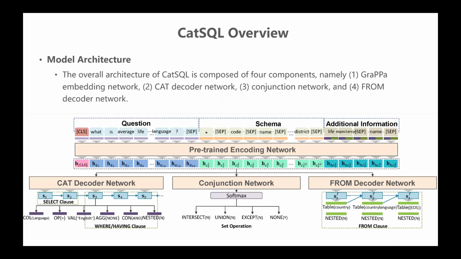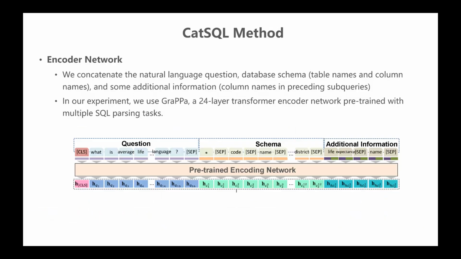The overall architecture of CAT-SQL is composed of four components. They are the pre-trained encoder, the CAT decoder network, the conjunction network, and the from decoder network. First, we concatenate the natural language question, database schema, and some additional information into a sequence. The question is a sequence of tokens embraced between a pair of a start token and a separator. The database schema part encodes each table name and column names together, separated by another separator token. The additional information is mainly used for generating nested queries, and we will talk about it later.